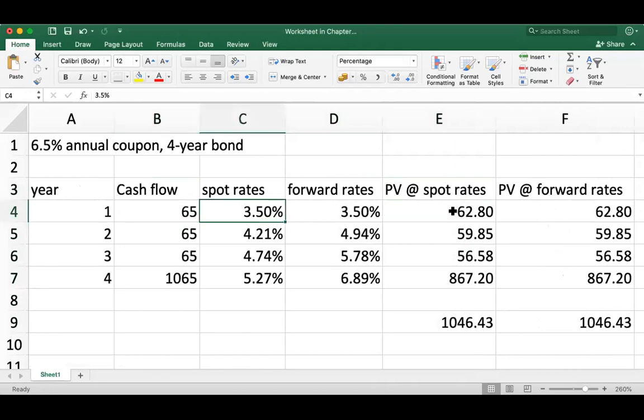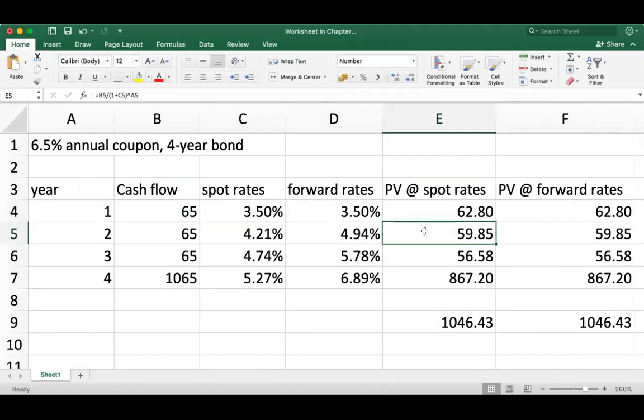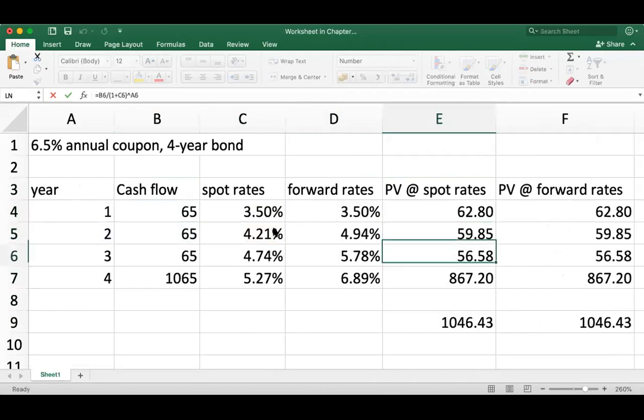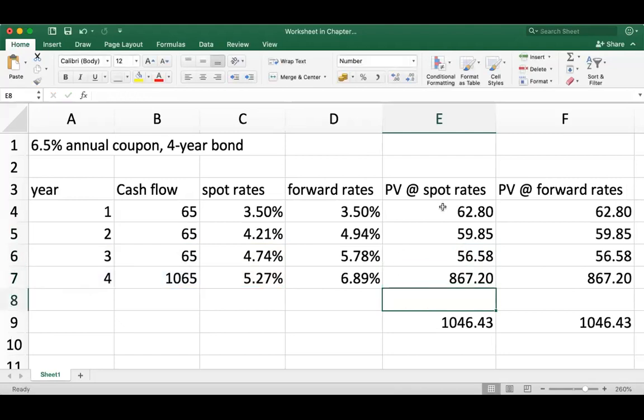So 65 in the first year is discounted back at 3.5%. In the second year, it is discounted back at 5.21% for 2 years, then at 4.74% for 3 years, and finally at 5.27% in the fourth year. And when we add this up, we get the price of the bond. Obviously, this bond is trading at a premium.